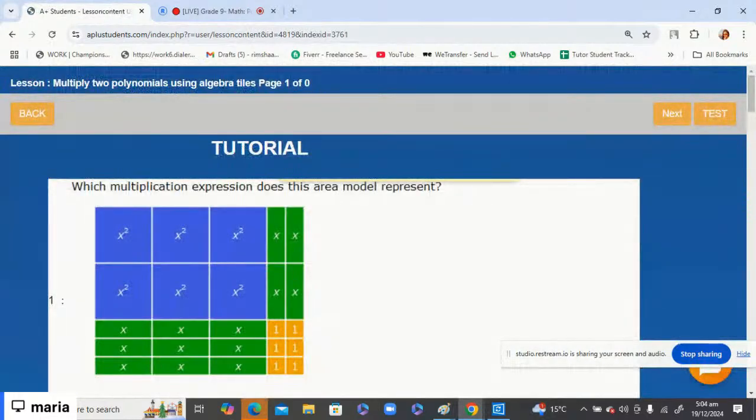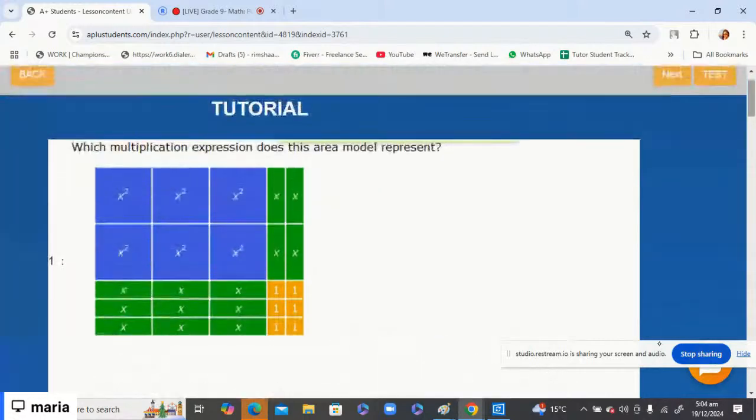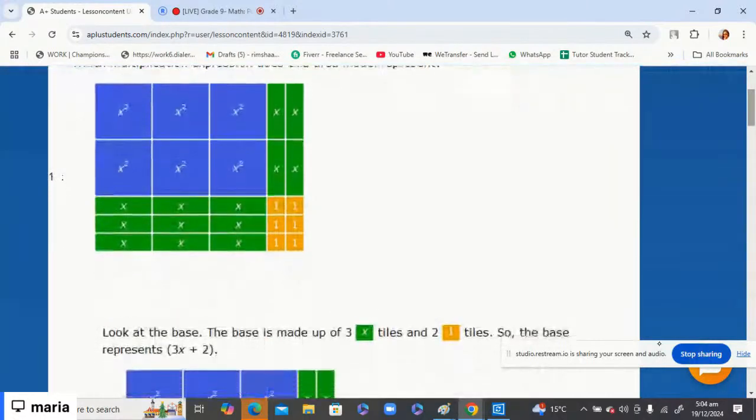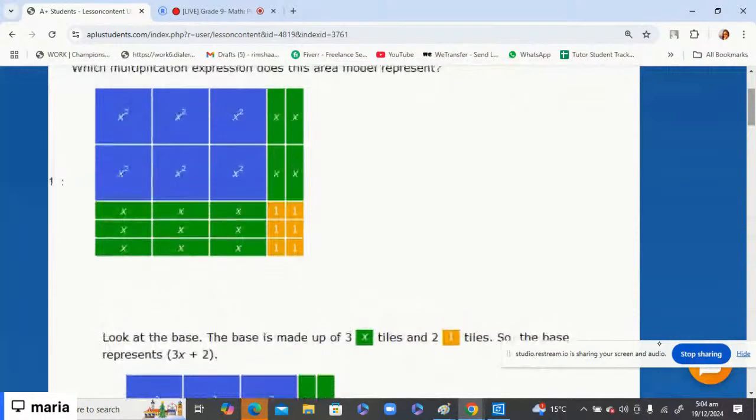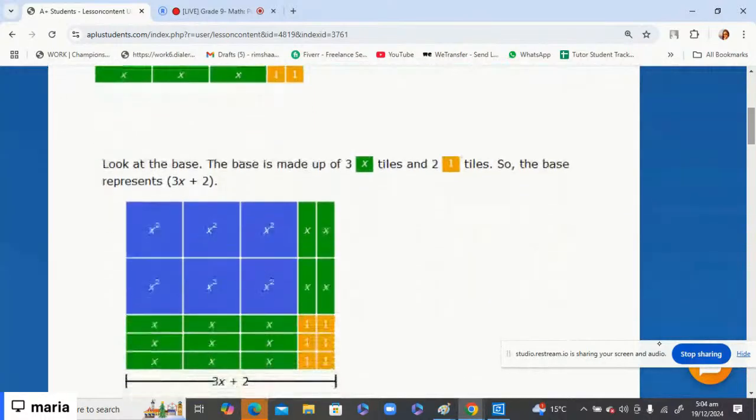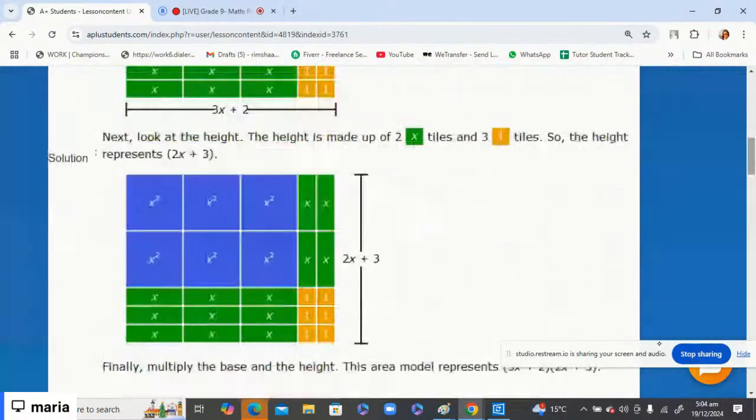Which multiplication expression does this area model represent? Here we are going to multiply and then check it. First of all, check how many x square terms there are, how many x terms, and how many ones there are.